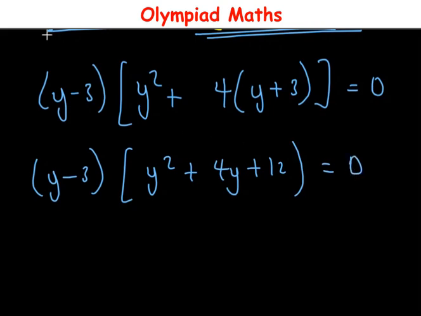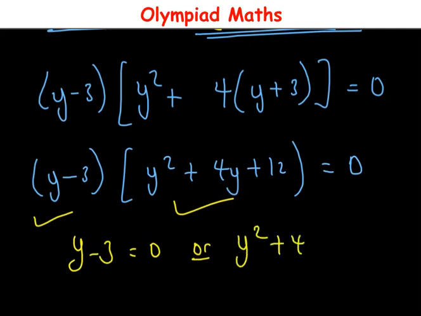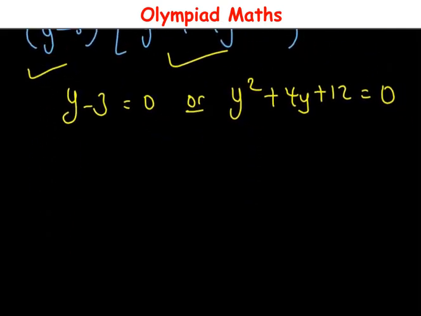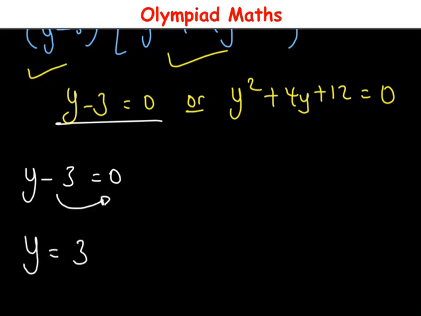Now at this junction, we can equate this to 0 or equate this to 0. So y minus 3 is equal to 0, or this y squared plus 4y plus 12 is equal to 0. So looking at this first linear equation right here, which is y minus 3 is equal to 0, move minus 3 over to this side, y is equal to 3. And we have gotten the value of y.